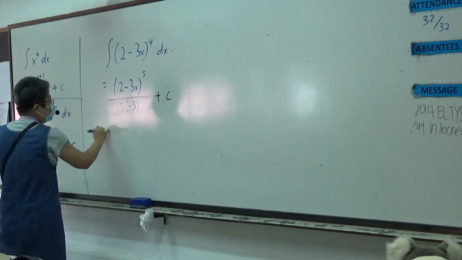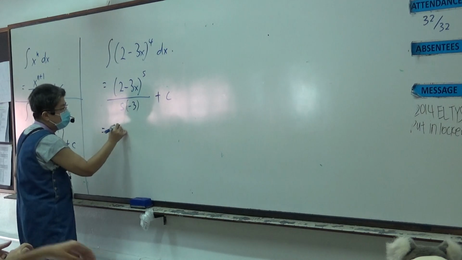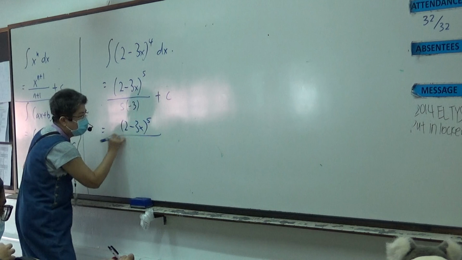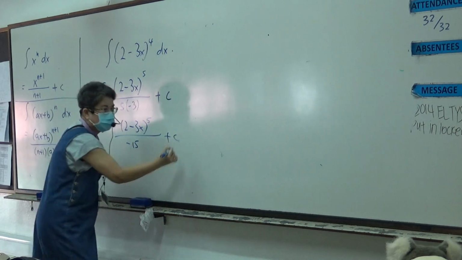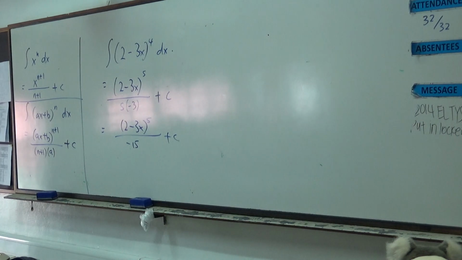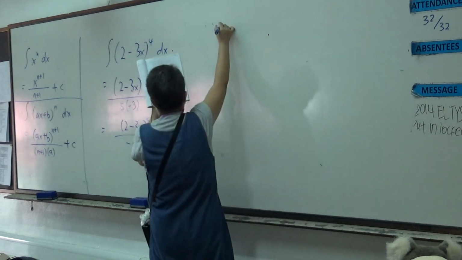Okay? So this will be (2 minus 3x)^5 over negative 15 plus c. Everybody okay? Can understand? I think it's quite easy to understand this one. Okay? Now, next one, we move on to the next example.